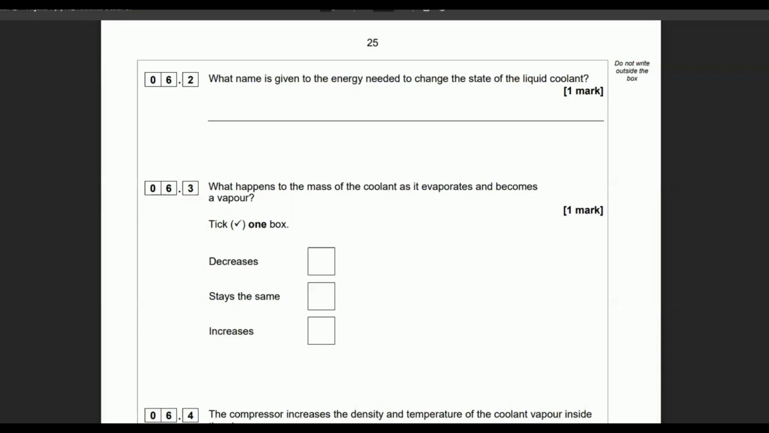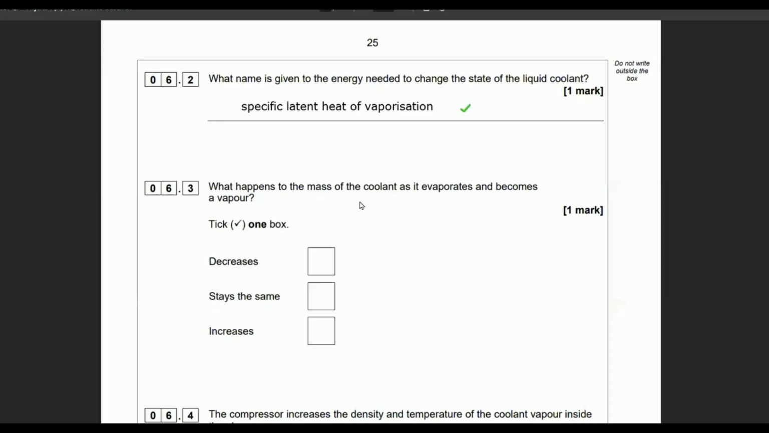Now, there are two specific names for specific latent heat. If we are changing the state from a solid to a liquid, we call it specific latent heat of fusion. And if we are turning a liquid to a gas, we call it the specific latent heat of vaporization. But here, they haven't specified whether we're changing the state from, oh, well, they have. They said the state of the liquid coolant. So I guess we can call it the specific latent heat of vaporization.